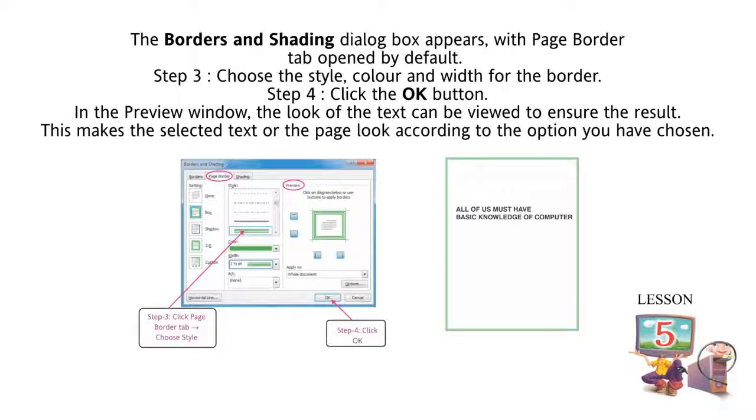Step 3. Choose the style, color and width for the border. Step 4. Click the OK button. In the preview window, the look of the text can be viewed to ensure the result. This makes the selected text or the page look according to the option you have chosen.